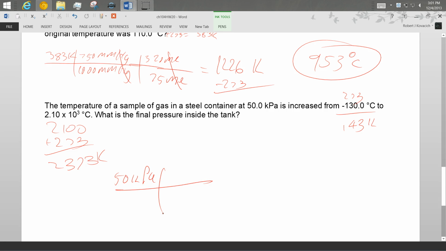And then what's going to happen to this pressure? Is it going to go up or go down? It's going to go up. I heated this stuff a lot, right? So heating a gas would cause the pressure to go up. So I'm going to put my 2373 K in the numerator and my 143 K in the denominator. Cancel the K's out. Somebody have a kilopascals for me? 830. 830 kilopascals. That looks good. Any questions about that?